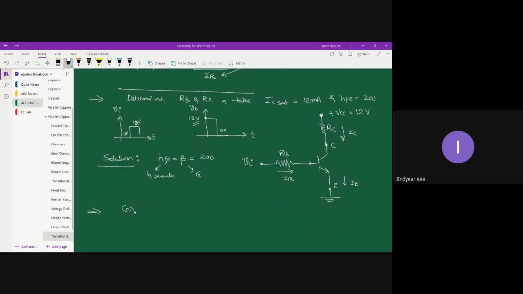Given IC saturation is equal to 12 milliamperes. IC saturation is basically the maximum collector current. So the maximum collector current is given, hence you can find IB max, the maximum base current, which is IC saturation divided by beta. So 12 milliamperes divided by beta, beta is 200. How much does it give?